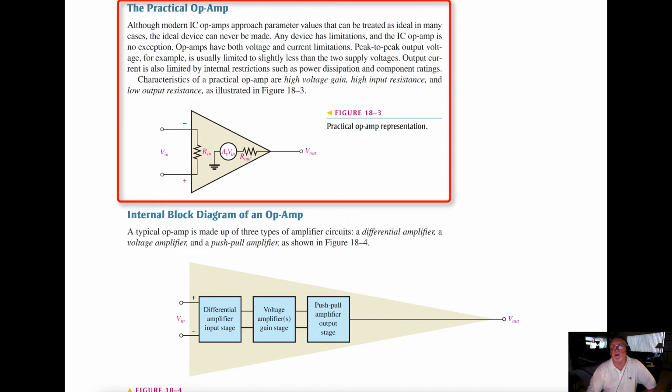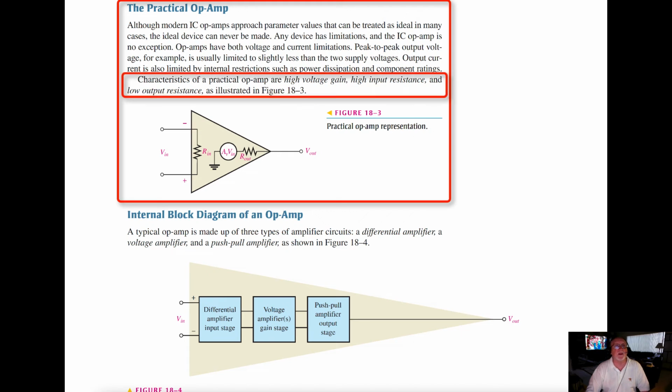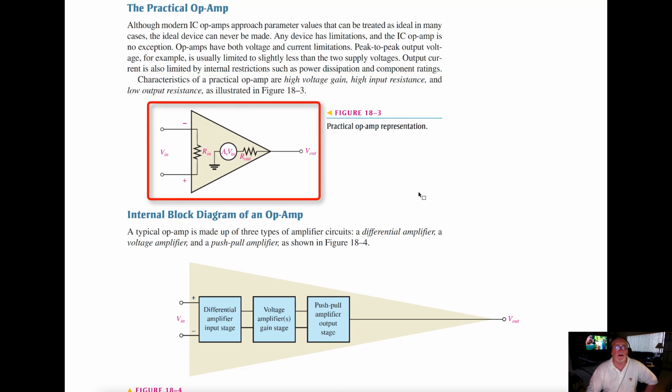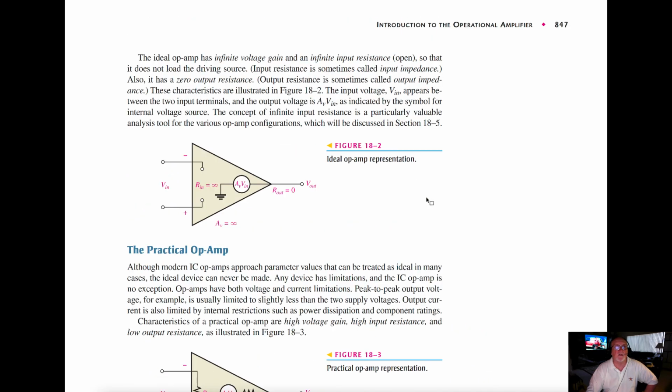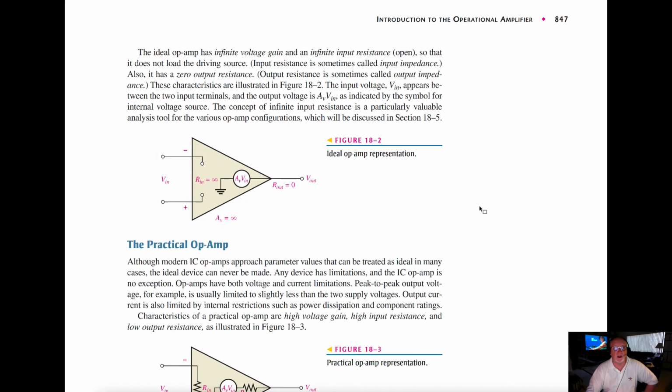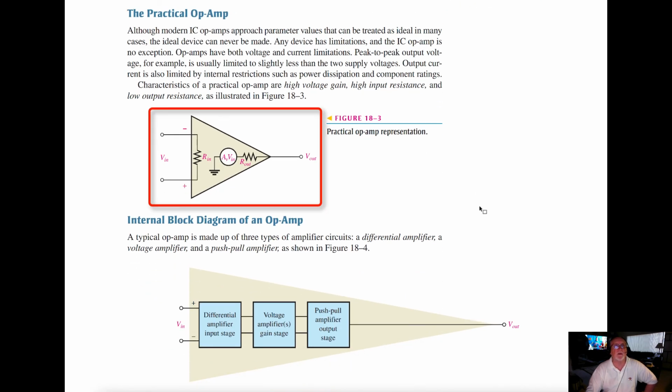Again, you have to remember how big these things are. I mean, these things are smaller than a chiclet, a piece of gum. Output current is also limited then to these ratings. Characteristics of a practical op amp then are high voltage gain, high input resistance, and low output resistance. So we can see the diagram below and how it differs from the previous one for the ideal. Okay, so get an idea of the difference between these two representations of the op amp, the practical and the ideal.